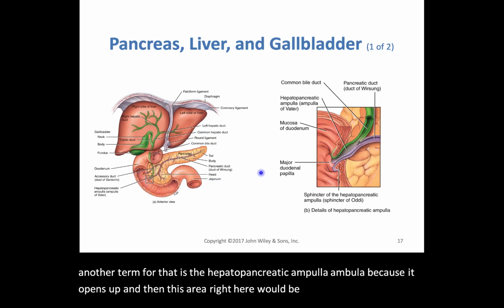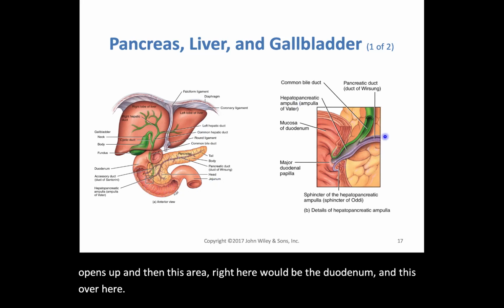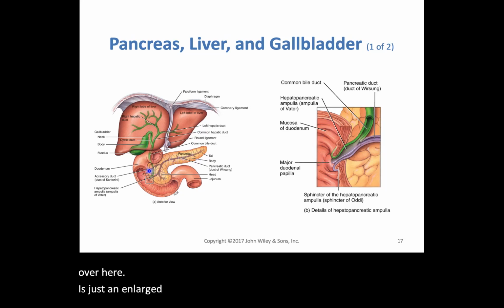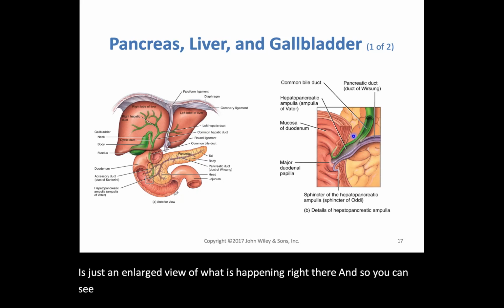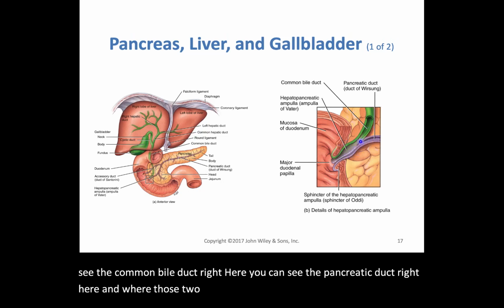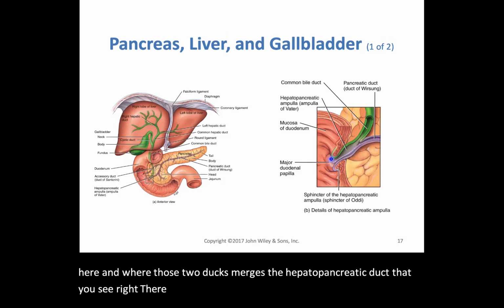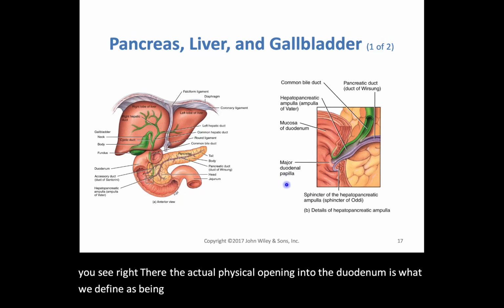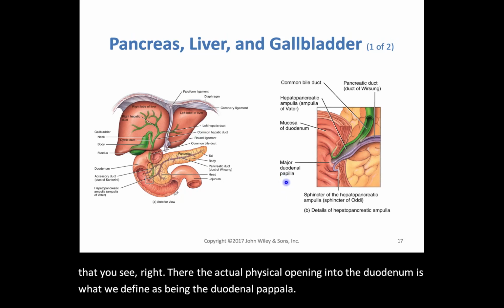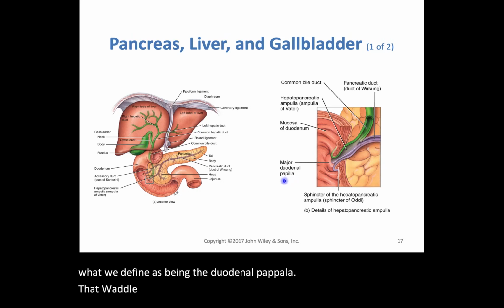And this over here is just an enlarged view of what is happening right there. And so you can see the common bile duct right here. You can see the pancreatic duct right here. And where those two ducts merge is the hepatopancreatic duct that you see right there. The actual physical opening into the duodenum is what we define as being the duodenal papilla. The duodenal papilla right there. All right.